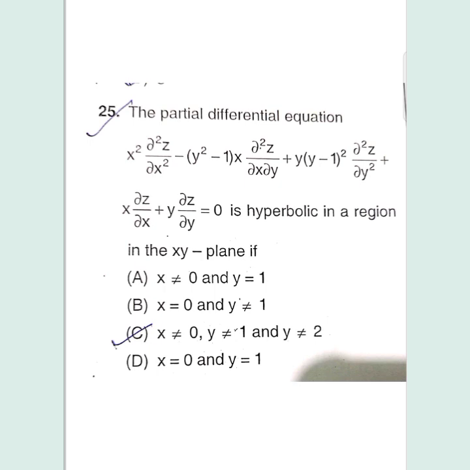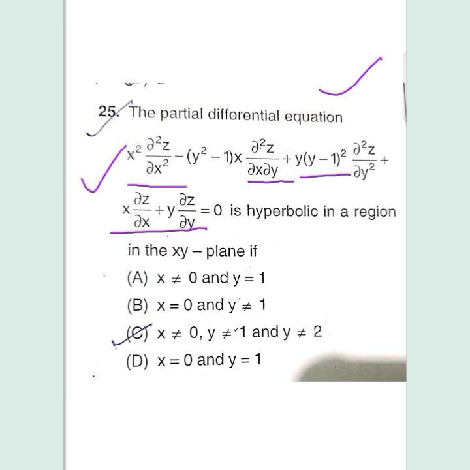Here again we are with a new question on partial differential equations. They have given you the partial differential equation x square into dou square z by dou x square minus (y square minus 1) into x dou square z by dou x dou y plus y into (y minus 1) whole square dou square z by dou y square plus x into dou z by dou x plus y into dou z by dou y equal to 0.